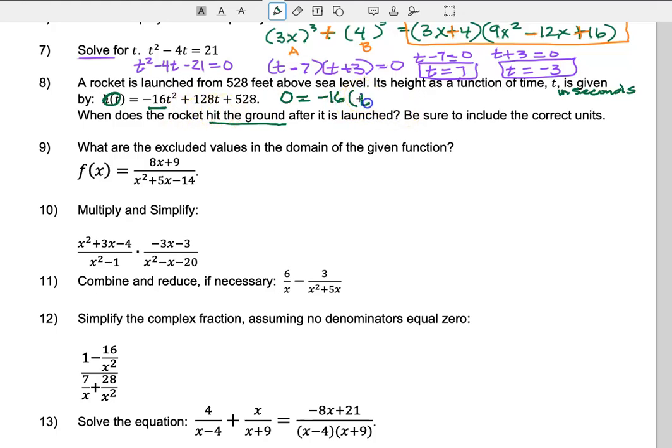And so that's going to leave me with t squared. And then we've got to figure out on our calculator what is 128 divided by negative 16. And that's going to give me negative 8. So I've got negative 8t. And then I'm going to take my 528 and divide it by negative 16 also. And that will give me negative 33. Okay. And now we can factor this further.